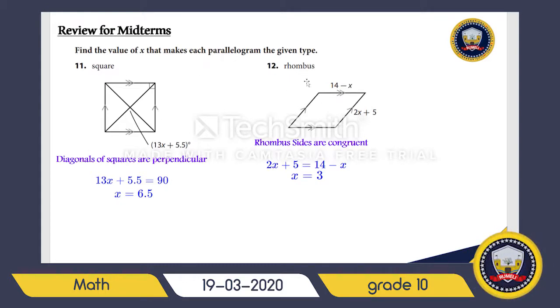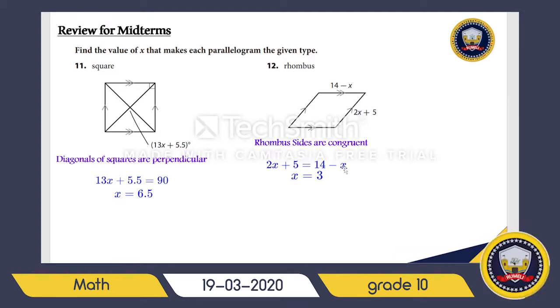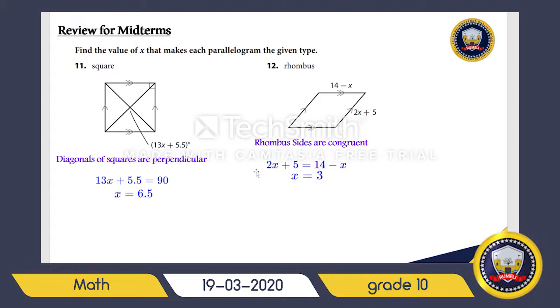For this shape, we need to find the value of x also, so that this shape is a rhombus. The definition of a rhombus says that all sides are congruent. So 14 minus x is equal to 2x plus 5. Simple equation. Solve it and x is 3. So this shape is a rhombus whenever x is equal to 3.